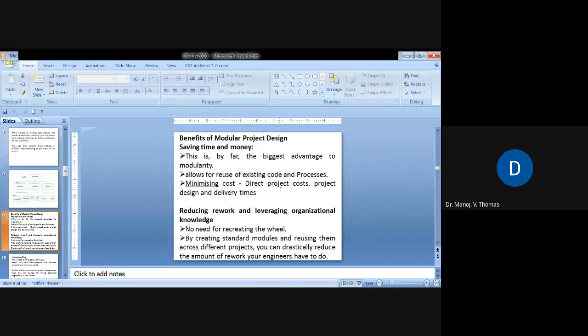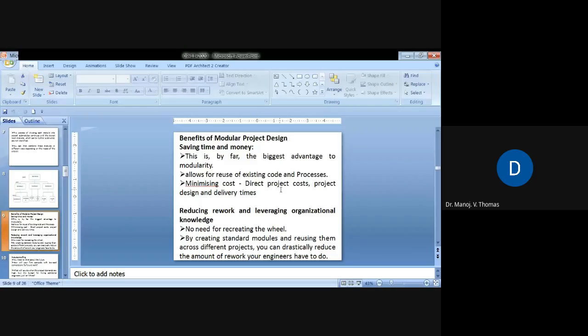So when you reuse the code, it actually saves your time, because you don't need to reinvent the wheel again. You don't need to spend time to write the same code again. So thereby saving the money also, because the employees will be spending less time on this project. So minimizing the direct project cost, and project design and delivery time also will be improved. So that is the first advantage of modular project design, saving time and money.